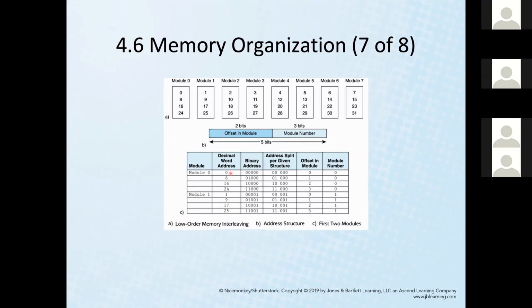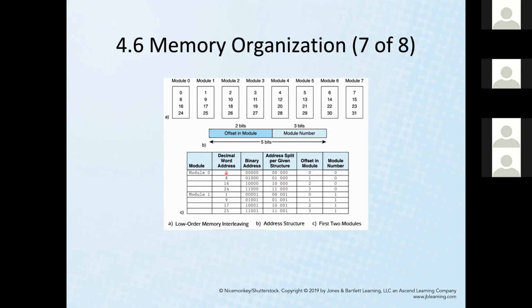And if we convert these addresses to binary addresses, in this column we have binary addresses, and then if we split them, 2 digits on the left, 3 digits on the right. The digits on the right show the module, so the first 4 data will be stored in module 0. But what are the addresses? Address 0, address 8, address 16, and address 24.